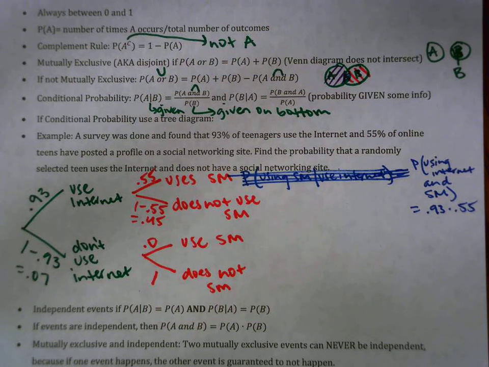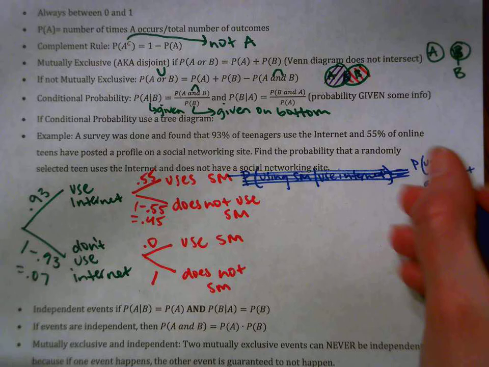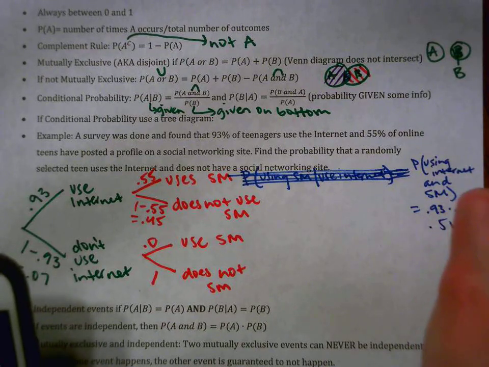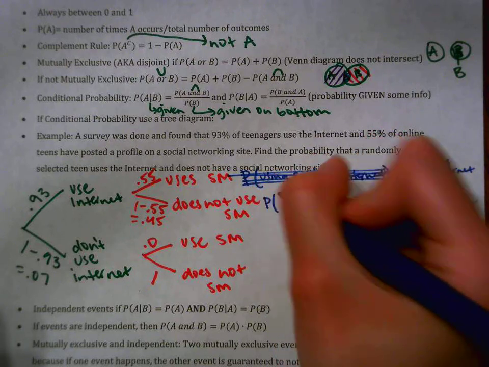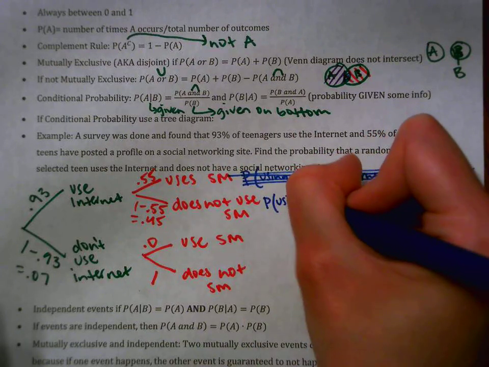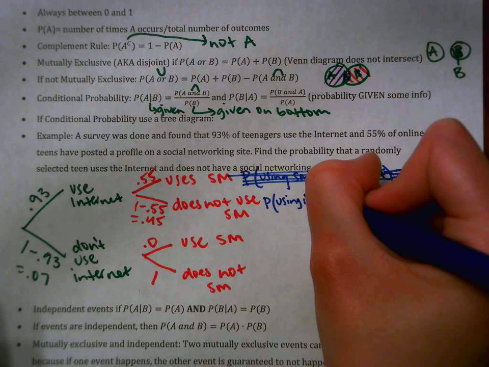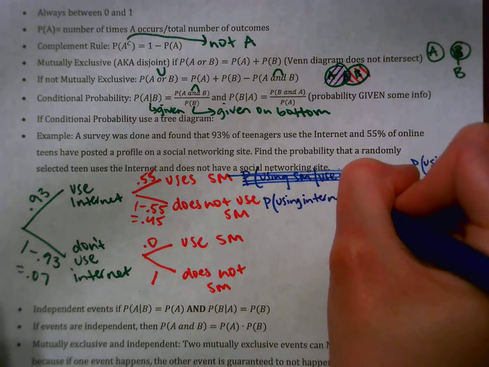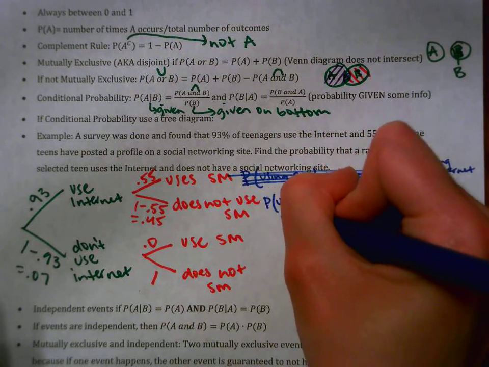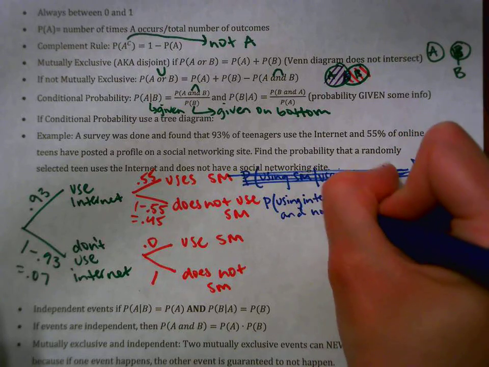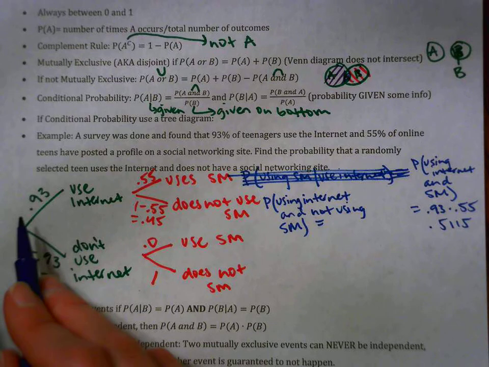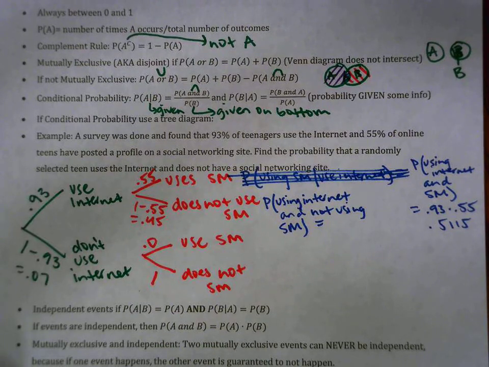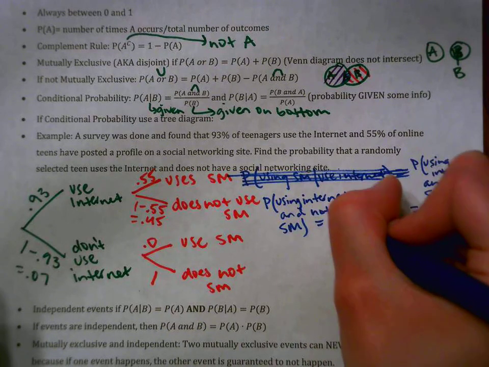0.93 times 0.55 is 0.5115. This would be the probability of using internet and not using social media, and you multiply through, so 0.93 times 0.45 would be 0.4185.